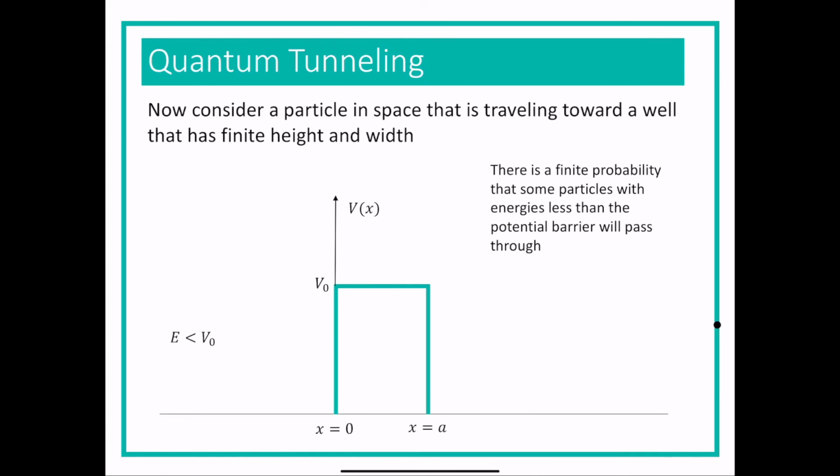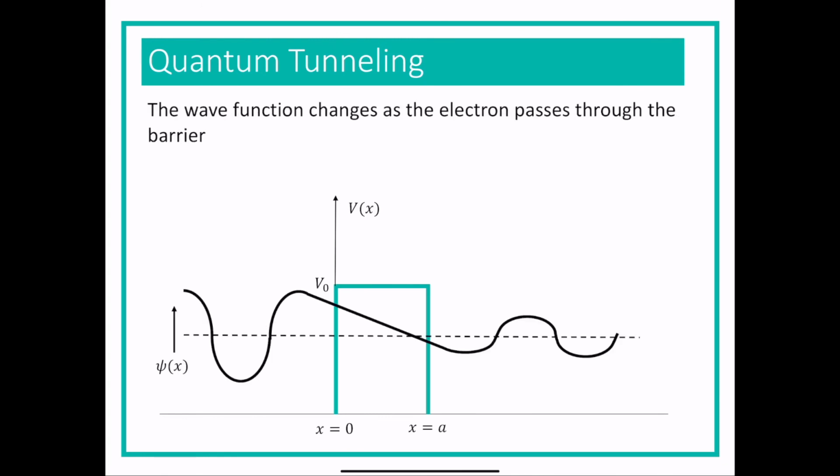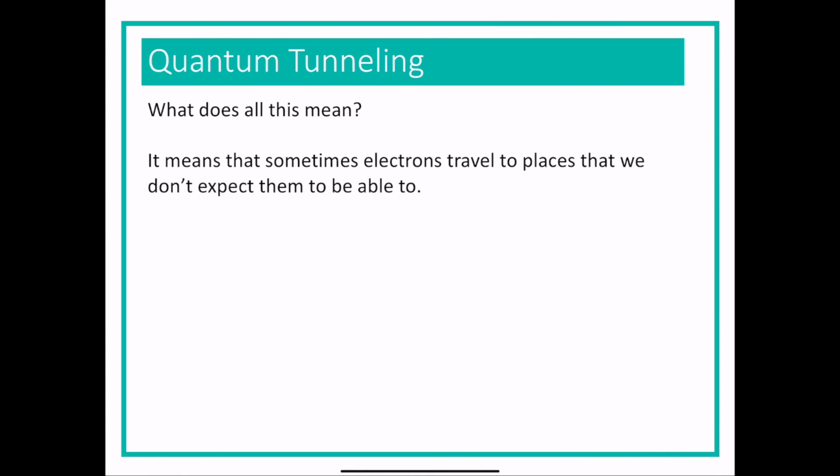And the wave function actually changes when you do that. It's kind of bigger, and then it goes down through this well, and then it comes out and it has a different frequency. But the whole point of this is that electrons travel to places we don't expect them to be able to. So we can't say where they are exactly, and we can't say necessarily where they're going to go.